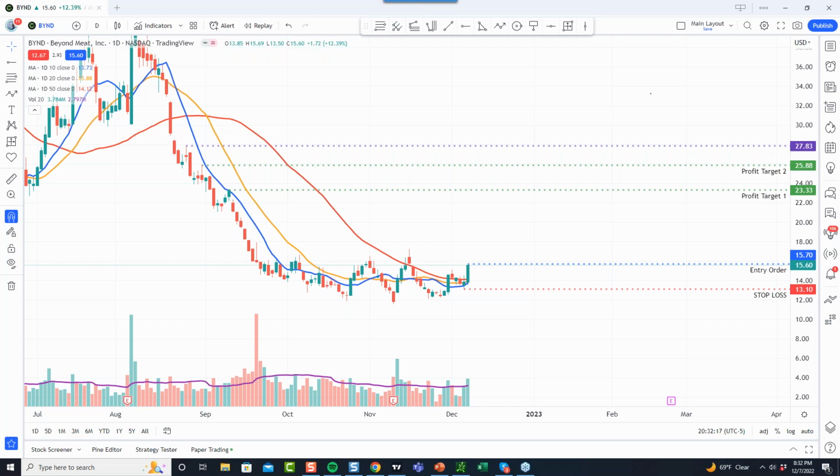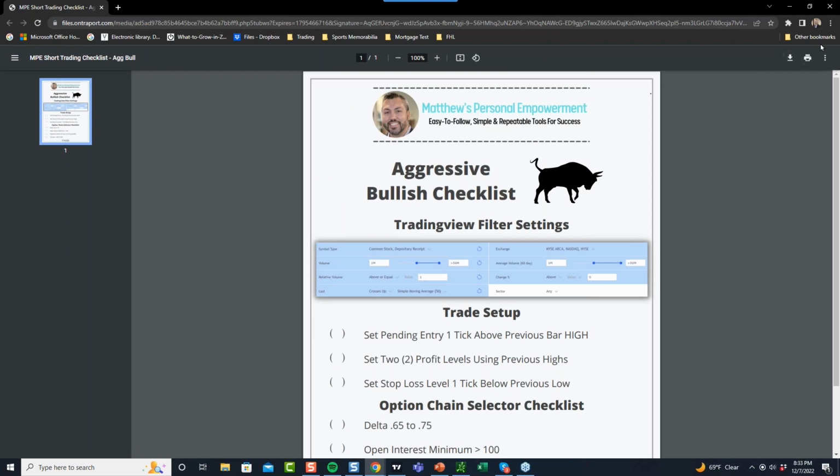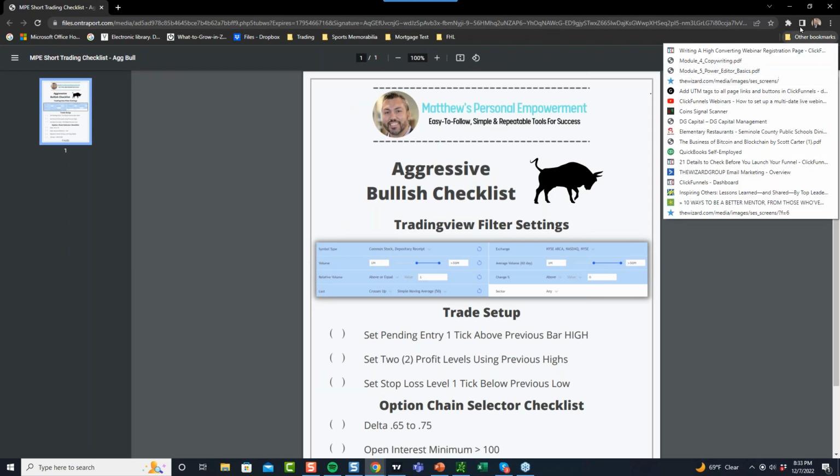So to do that, I'm going to share and pull up a simple checklist. If you trade options, you'll be like, man, that's a simple checklist. If you've never traded options, you're going to be thankful it's a simple checklist. So this is the aggressive bullish checklist here. Okay, this is what we've been doing. If you want to take a screenshot, go ahead and grab it. It's on me.